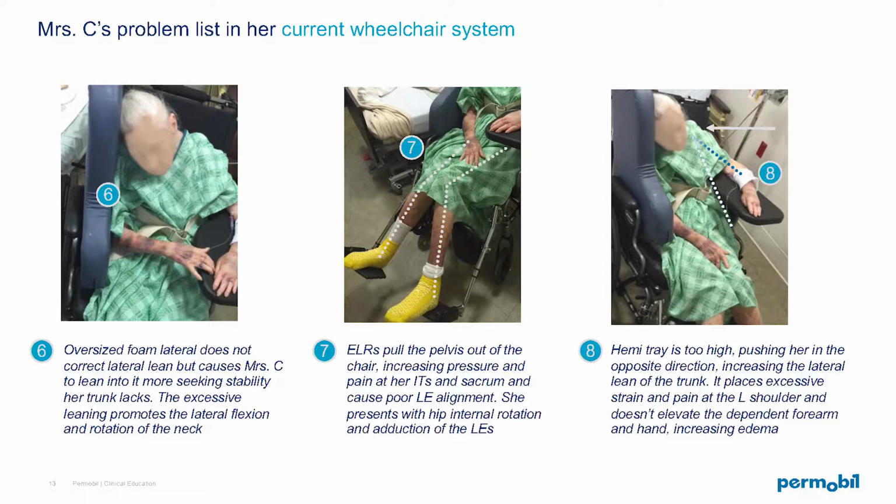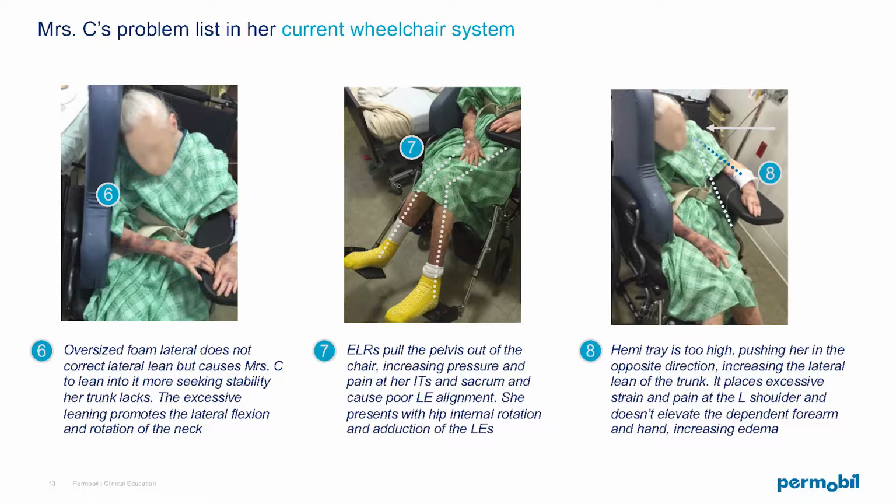Another problem with the elevating leg rest is that they do not allow for the thighs and the lower extremities to really make contact with the seat support surface. So when that happens, then gravity will take effect and really either cause legs to fall together or maybe fall off the sides or maybe even sweep into a windswept deformity. And in her case, she was internally rotating at her hips, she was adducting at her legs, and her knees started to rub together.